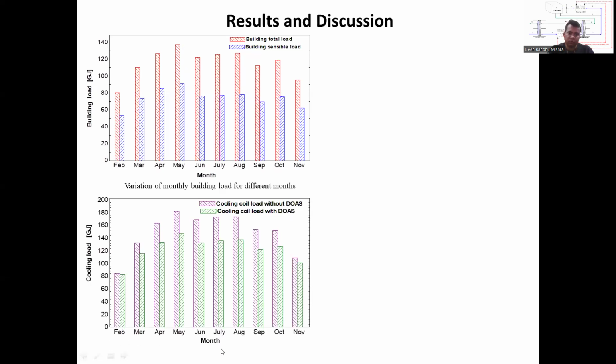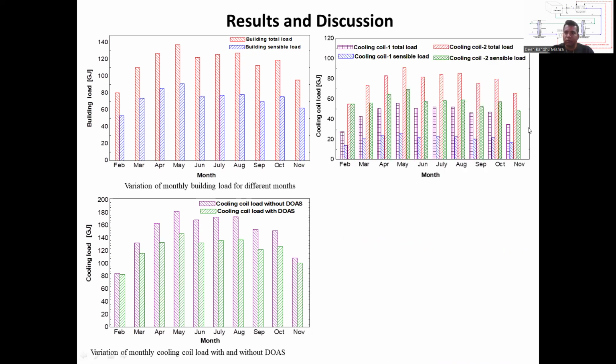So this graph shows the variation of monthly cooling load with and without the DOAS system. In February it is almost equal, so the saving is very small. With March, April, and May the saving increases, and the maximum saving is seen in May, June, and July. The saving is larger for the monsoon months, because this system is more effective when the outdoor air load is high, compared to November and February.